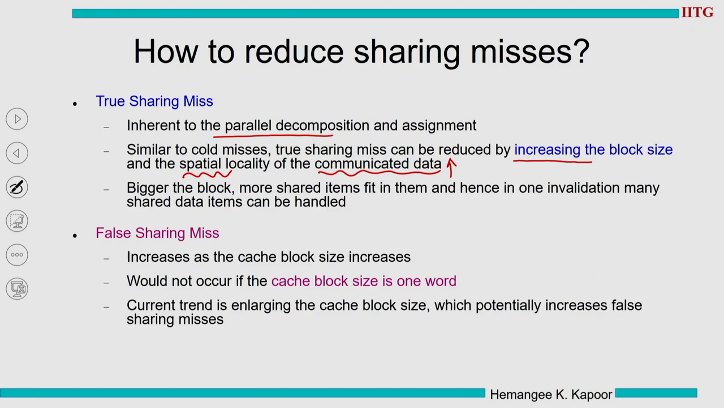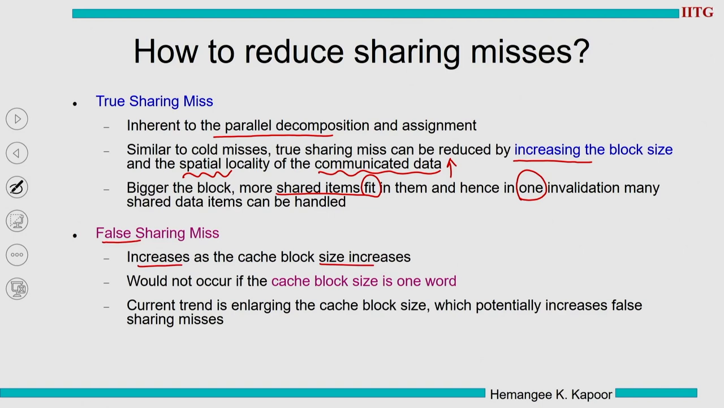More shared items will fit in the same block, and hence in one invalidation we can handle many shared variables if the block size is big. In a false sharing miss, if the block size is bigger, then definitely there will be more words which are not used across all processors, increasing the false sharing misses. So I will say that false sharing miss increases with the block size.